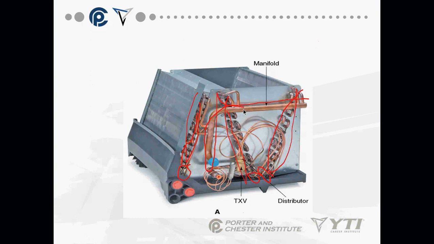So a distributor basically takes the outlet of that TXV, the side that would connect to your evaporator, and it distributes it into what we call a multi-pass evaporator. Any questions on what a distributor does?